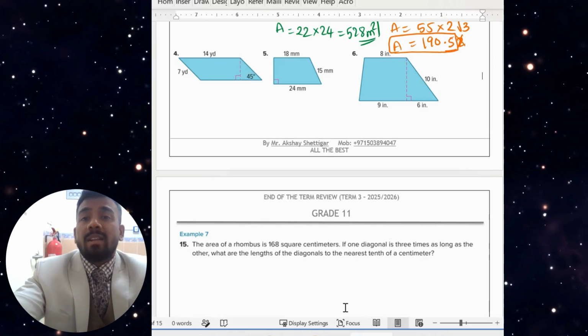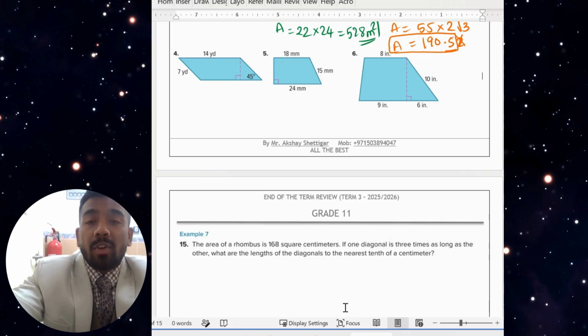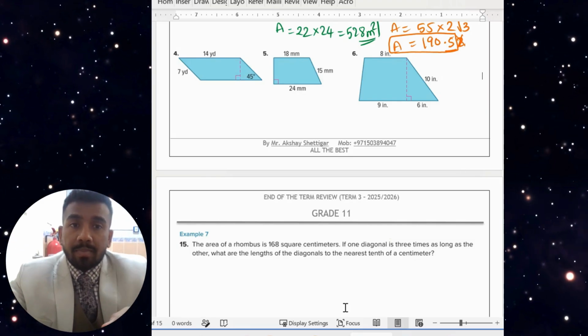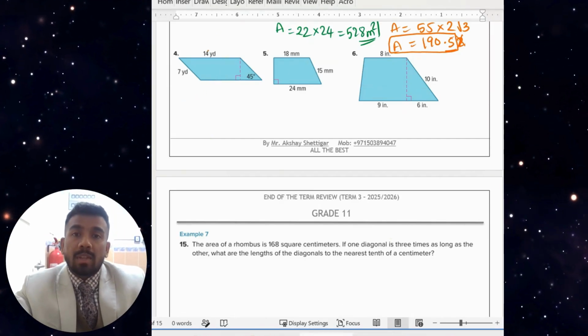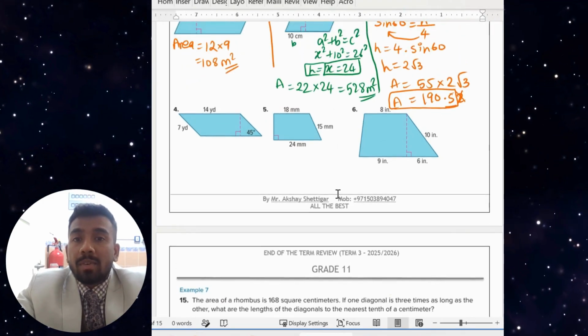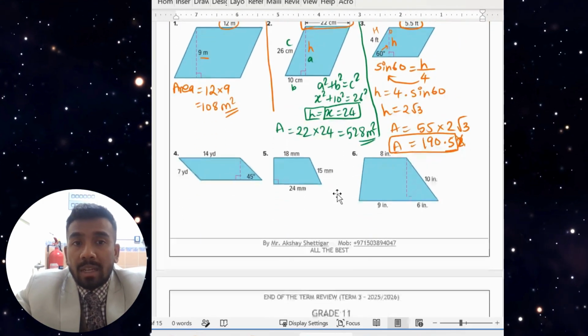Okay, so let's continue from where we left off. This is part 3. Hope you guys can see my screen. We were finding the area for the parallelogram. We did it last time.